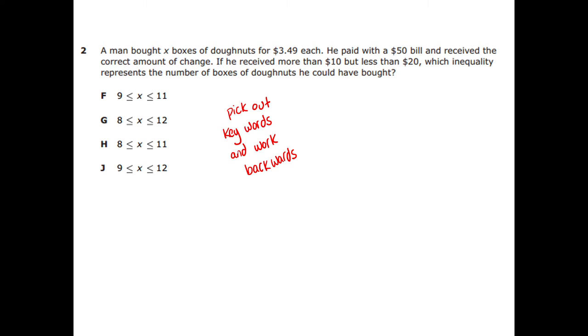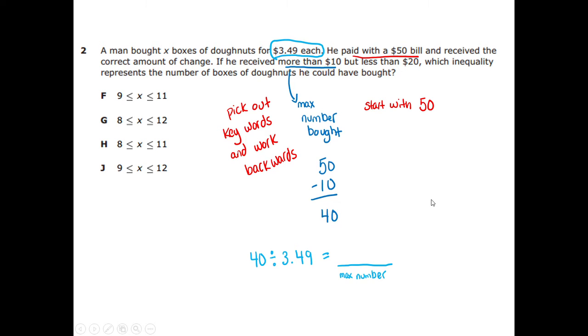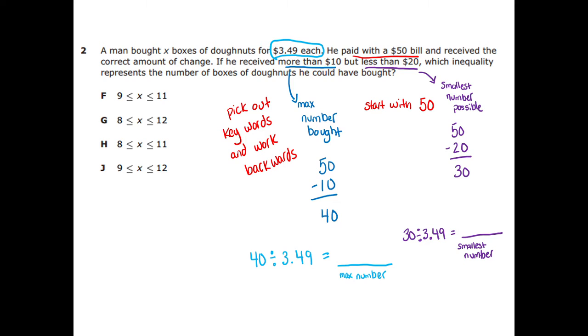Okay, now this question's kind of weird. We just got to work backwards. So the first thing we have to realize is our total. So our first hint is to start with $50. Then if you look at your change, he could have received more than $10. So we have to figure out how much he could have bought for that number. So how much he could have bought for 40. Or how much he could have bought if he received less than $20 in change. Hopefully this is enough hints. Try to finish this answer.